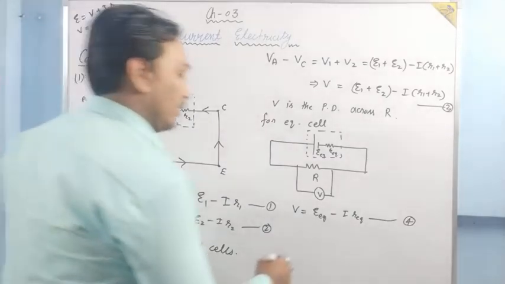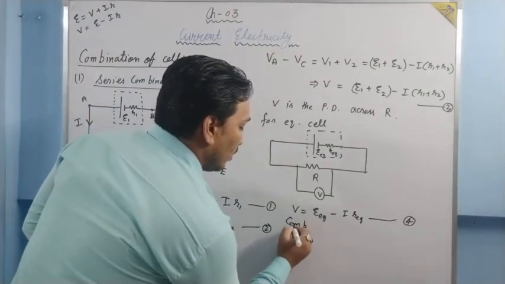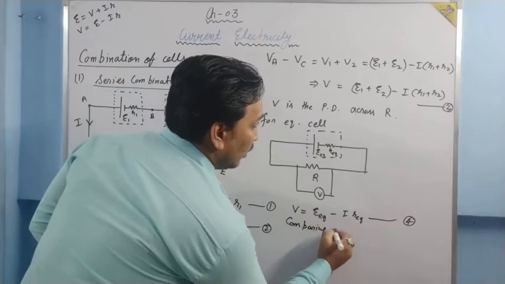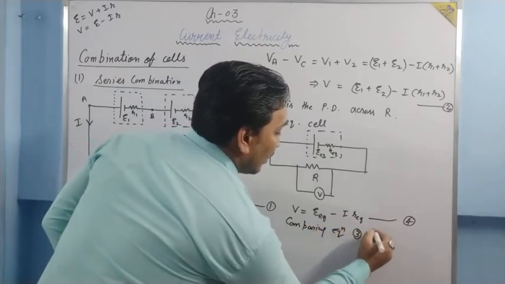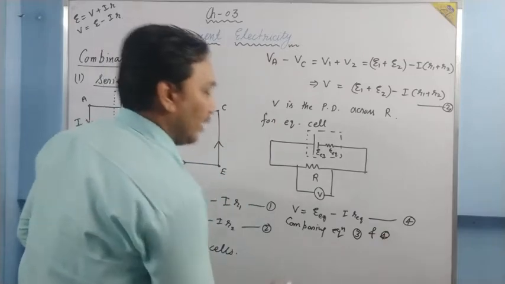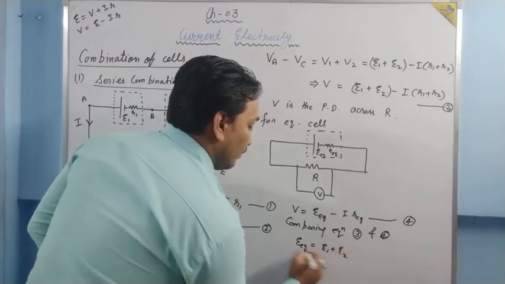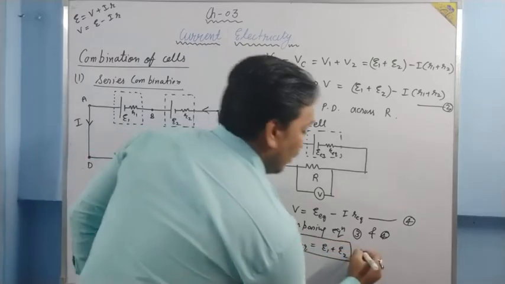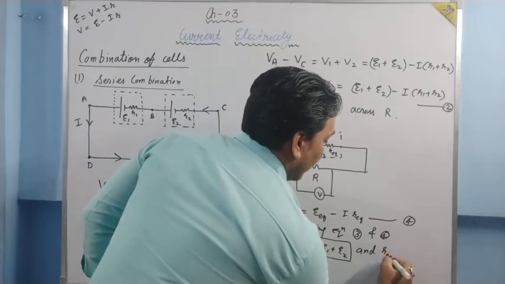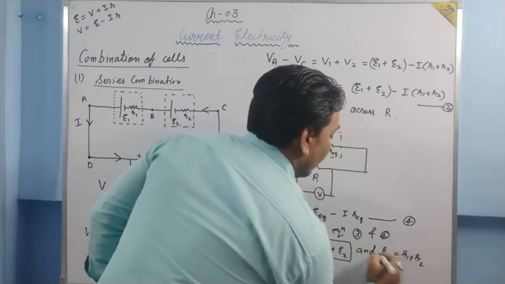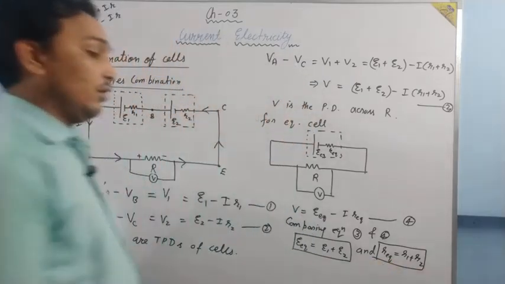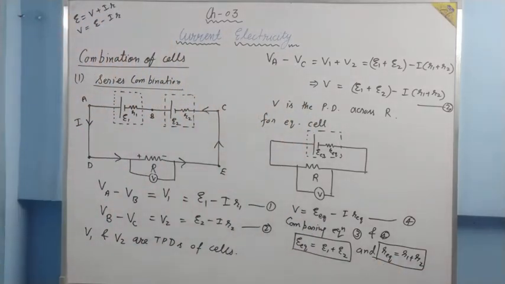So what are we supposed to write? Comparing equation 3 and 4, we get that E equivalent is equal to E1 plus E2 and R equivalent is equal to R1 plus R2. Is it clear? So these are the formulas for E equivalent, meaning equivalent EMF, and equivalent internal resistance when the cells are connected in series combination.